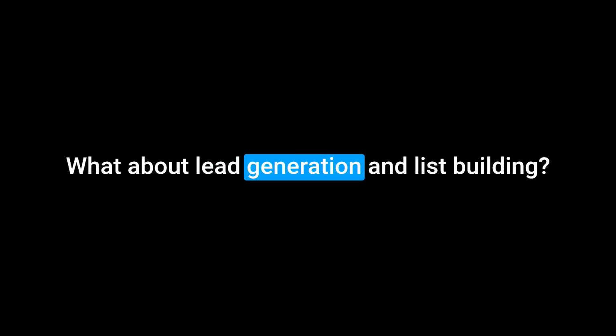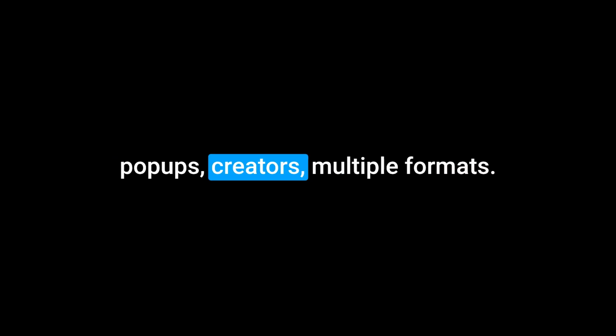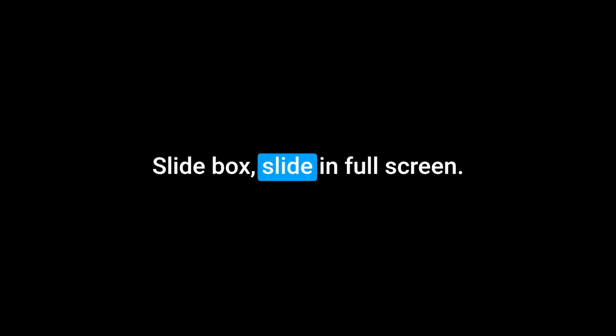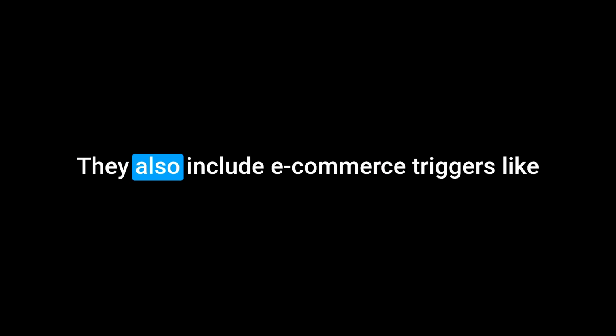What about lead generation and list building, especially thinking back to Constant Contact segmentation limits? Right, for lead generation and list building, you get dedicated forms and pop-ups creators. Multiple formats: Lightbox, slide-in, full screen. These offer advanced display rules based on time delay, scroll percentage, exit intent, inactivity, on-click, plus audience and URL targeting. Crucially, they also include e-commerce triggers like product viewed or cart updated, allowing for really specific targeting. Much more granular triggers. Definitely.